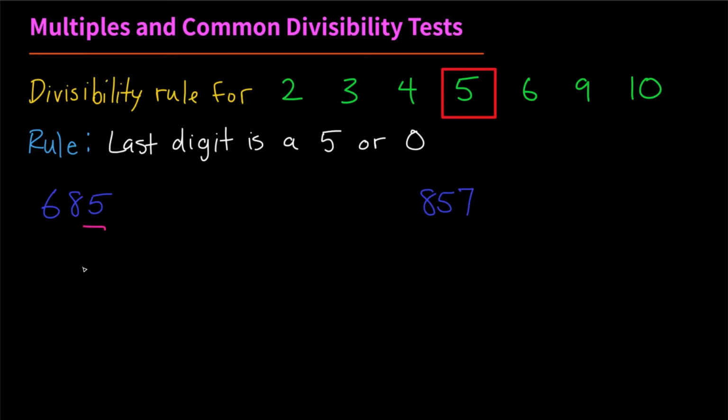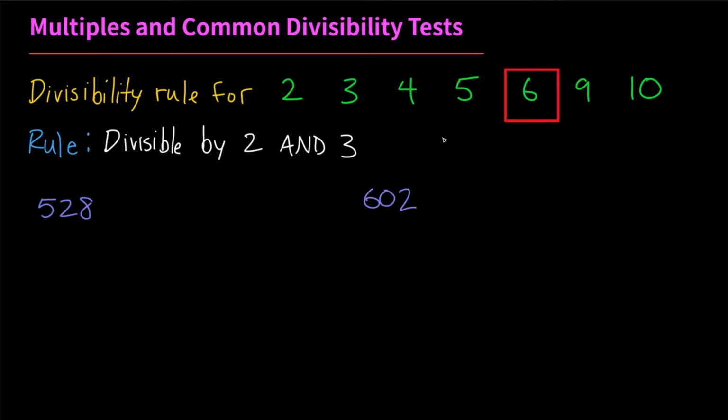Our first number is 685. We're going to check the last digit. If it's a 5 or a 0, then we're good. Since it ends in a 5, that means 685 is divisible by 5, and it is also a multiple of 5. If we check 857, we look at the last digit. The last digit is a 7. It does not end in a 5 or a 0. That means this number is not divisible by 5 without getting a remainder.